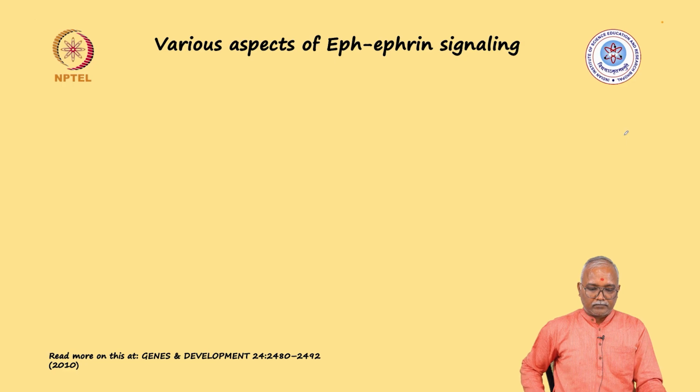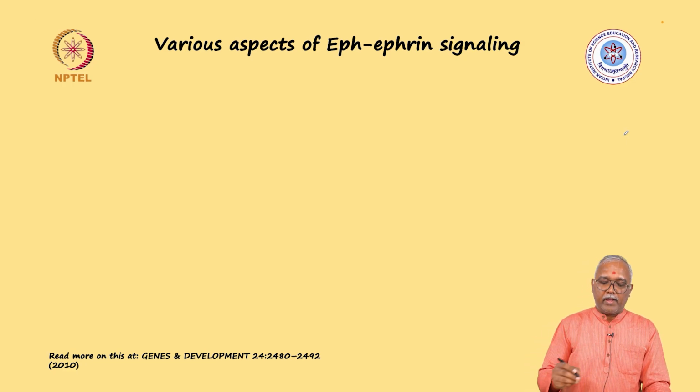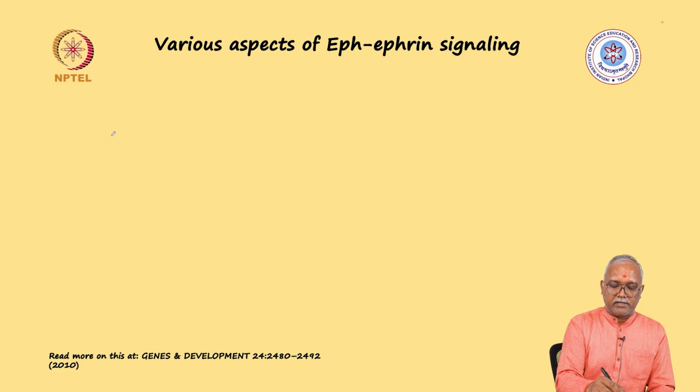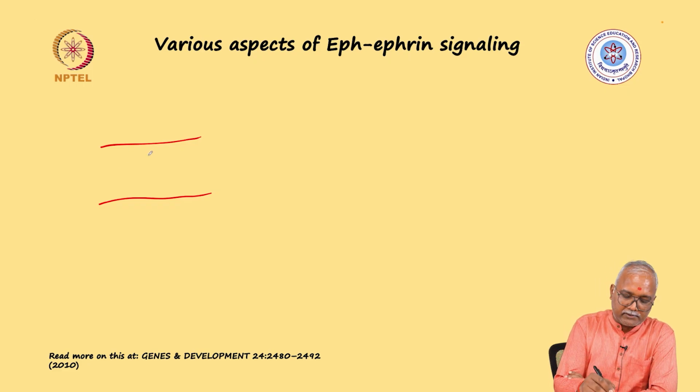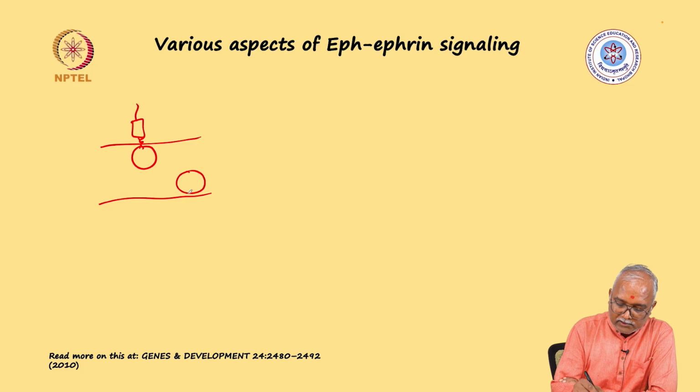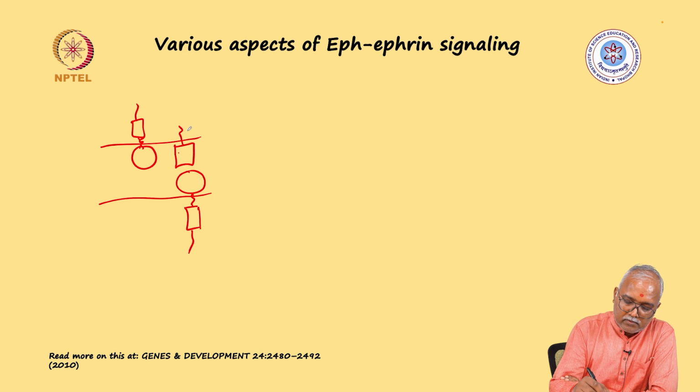Let us see further aspects of this signaling where, as I told you, you take a scenario where one cell is here, the other cell is here, and this cell is actually expressing the receptor. I also told that both cells can actually express the receptor, and this side is expressing the Ephrin B type ligand, and this is expressing type A ligand.